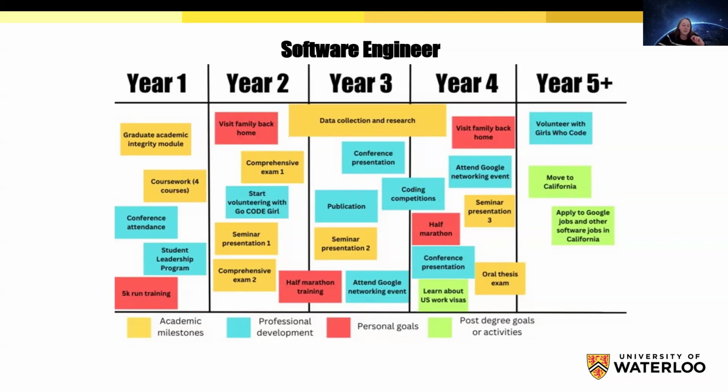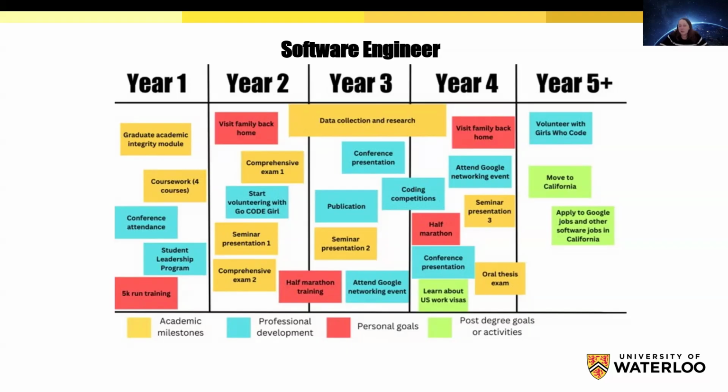The orange that you see on here are things like academic milestones. For example, in year 1, they had their graduate academic integrity module, and they've done the coursework. Maybe year 2, they're working on comprehensive exams and some seminar presentations. Year 3 and year 4, they have a block looking at data collection and research, and they have a seminar 2 presentation. Year 4, they're planning on doing their oral thesis exam, either year 4 or year 5, kind of overlapping, and doing their seminar presentation again.